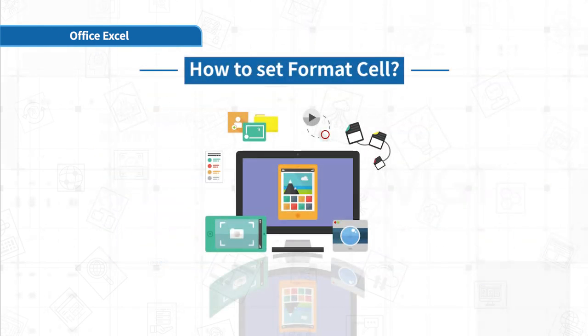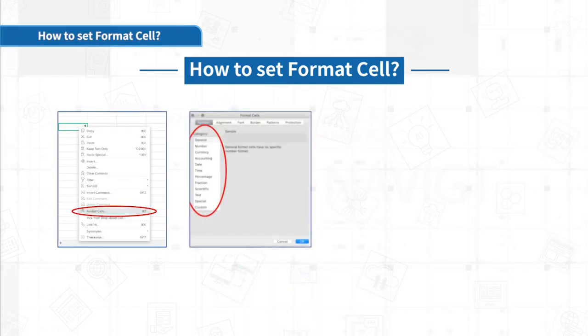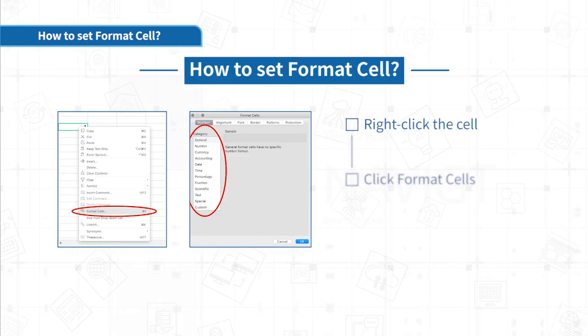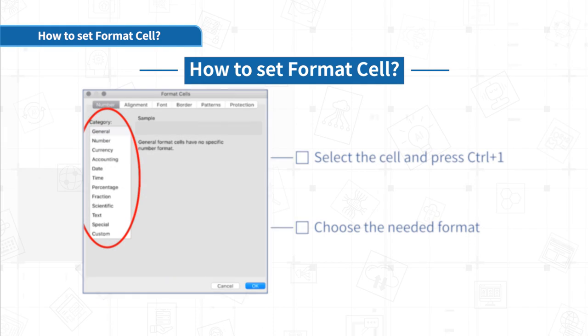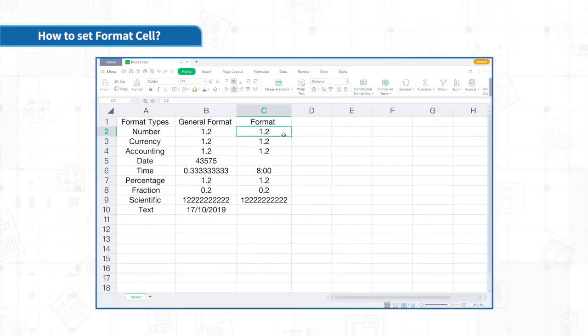Firstly, let me show you how to set the format in Excel. To adjust the format of the cells, right-click the cell and click Format Cells to choose the needed format. Or you can press Ctrl+1 to set it. Also, you can quickly adjust the format in the menu bar. Next, let's learn about each type of format cells.